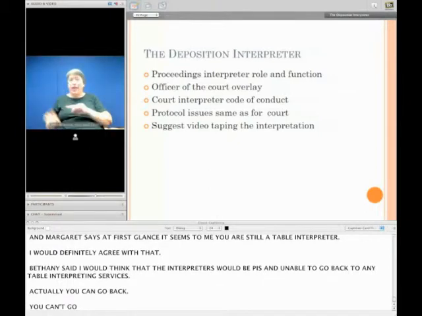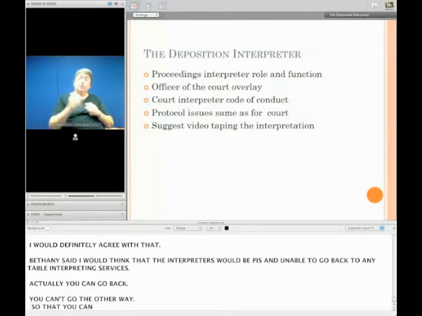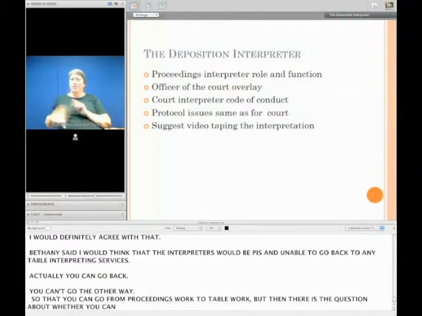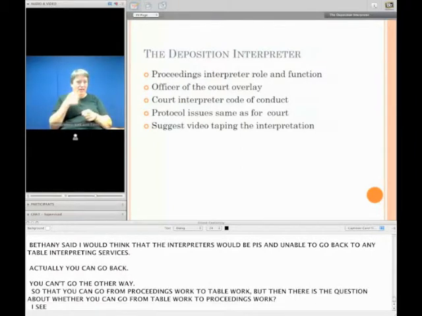So you can go from proceedings work to table work, but then there's the question about whether you can go from table work to proceedings work. I see no, the TI function will then taint the interpretation. Suzanne says it's okay if you put it on the record.